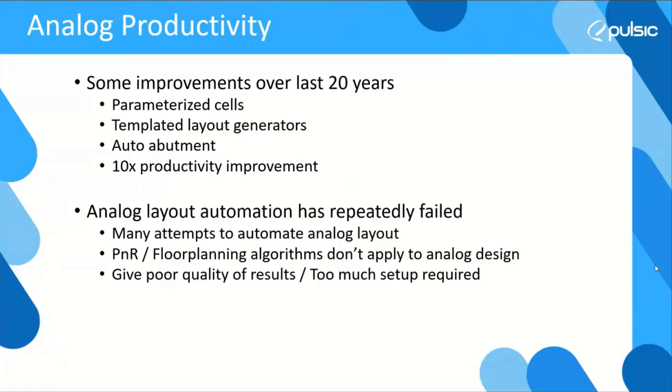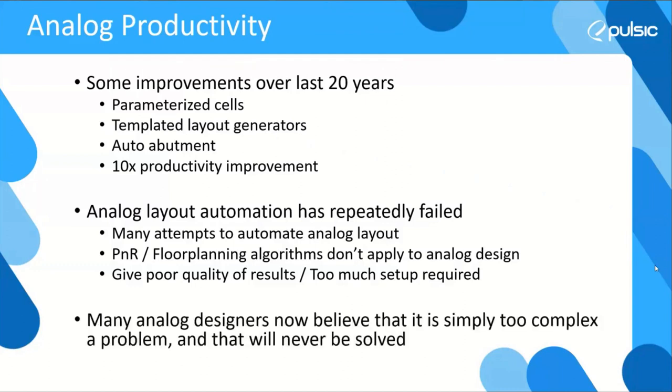And one of the reasons for that is people have seen these really successful algorithms in the digital domain, and they've tried to apply those algorithms, or modify those algorithms, and apply them to the analog domain. They're typically computer science, graph theory types of algorithms. But by and large, they've given very poor quality of results, or they've taken a lot of setup, a lot of constraints, in order to make them work.